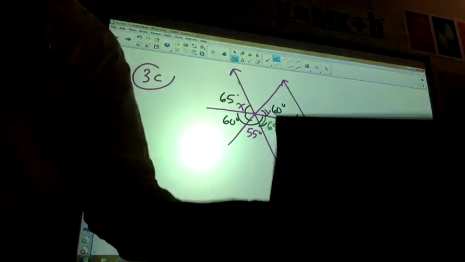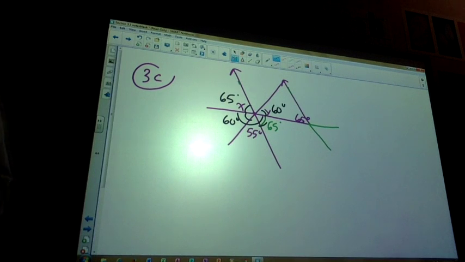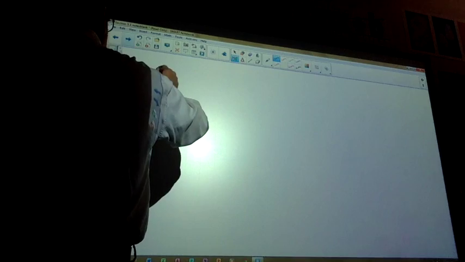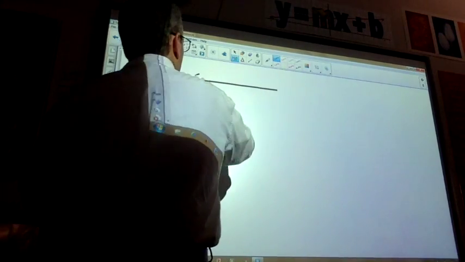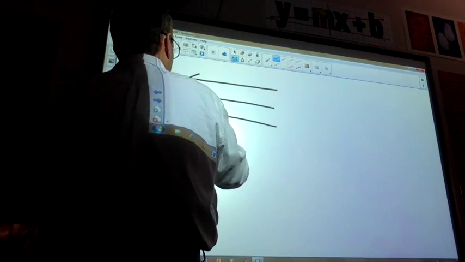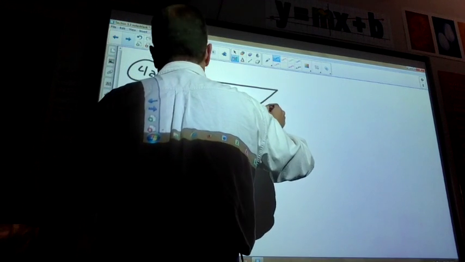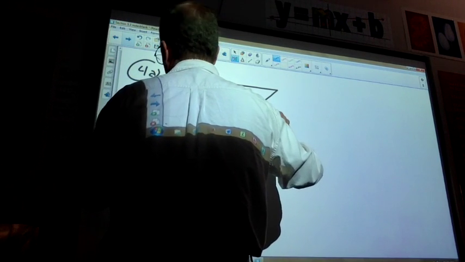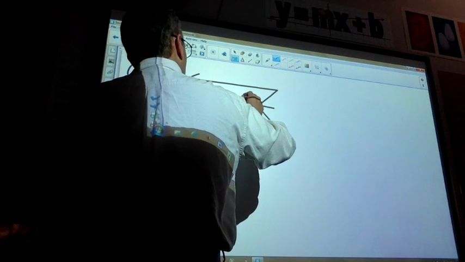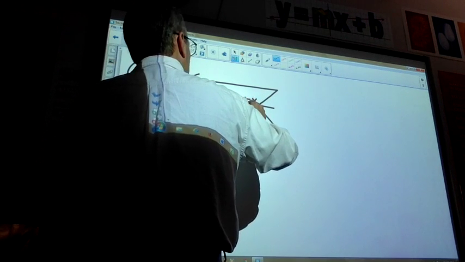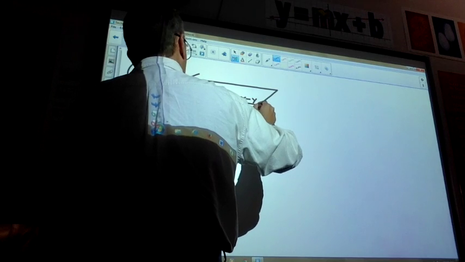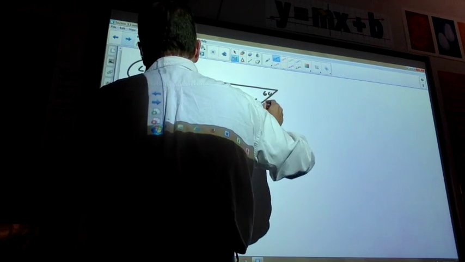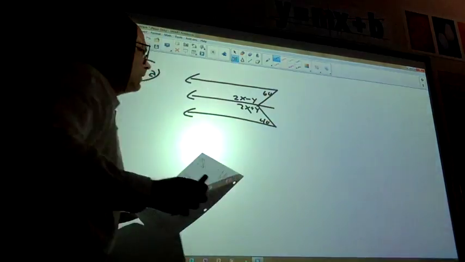Anything else on either side? On the back. 4A. 4A, okay. So this is parallel to this, which is parallel to this. And then this comes in like that. They tell us that this is 2x minus y. Tell us 2x plus y. Squeeze in there. This is 60. This is 40. Is that right?